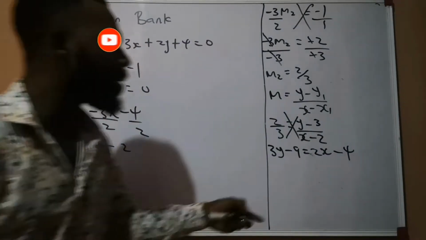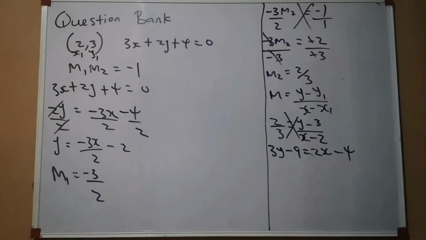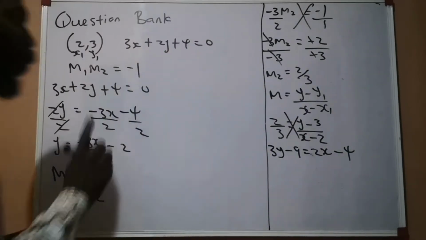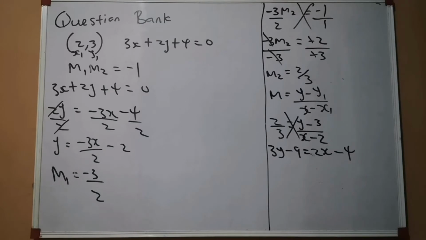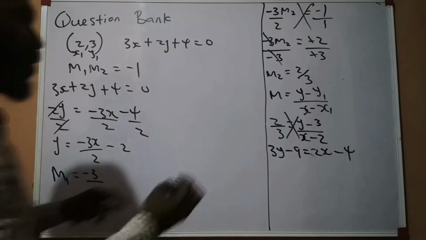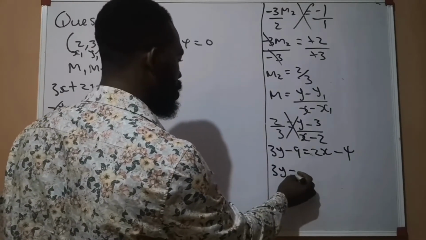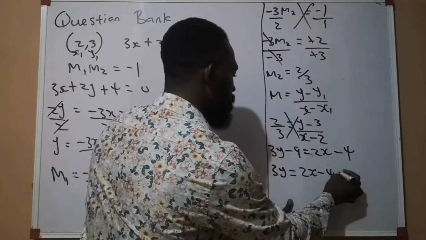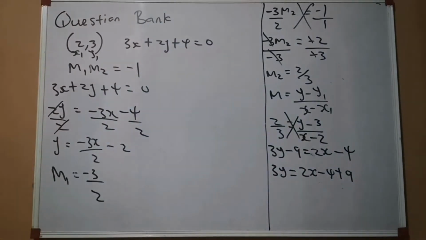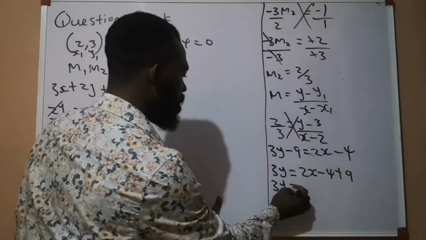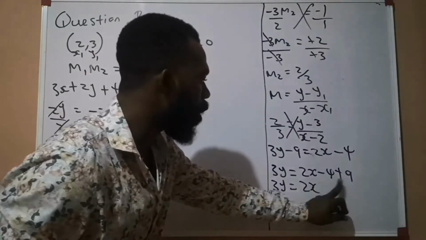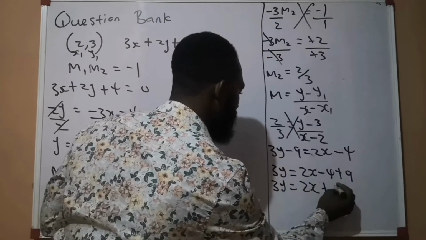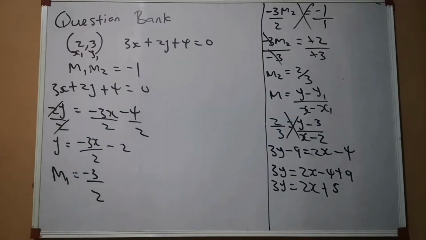Now, let us make y the subject of the formula. If we do that, it means we are going to get something like this. 3y is equal to 2x minus 4. If minus 9 crosses, it becomes plus 9. Okay, now here becomes 3y is equal to 2x minus 4 plus 9 gives us what? Plus 5. Okay, minus 4 plus 9 gives us plus 5.